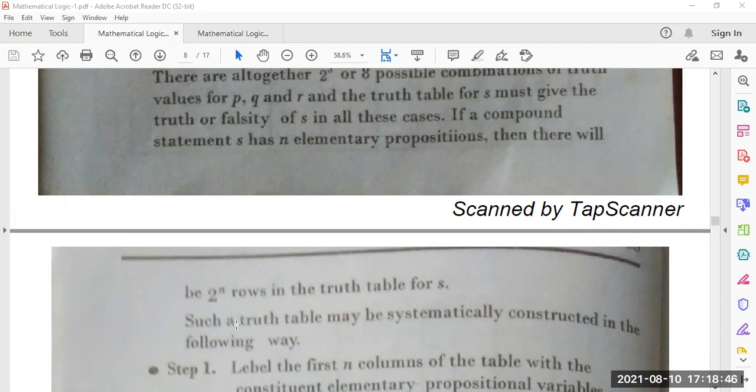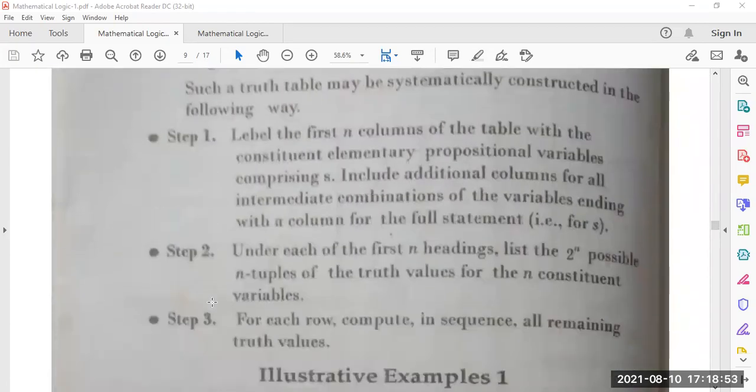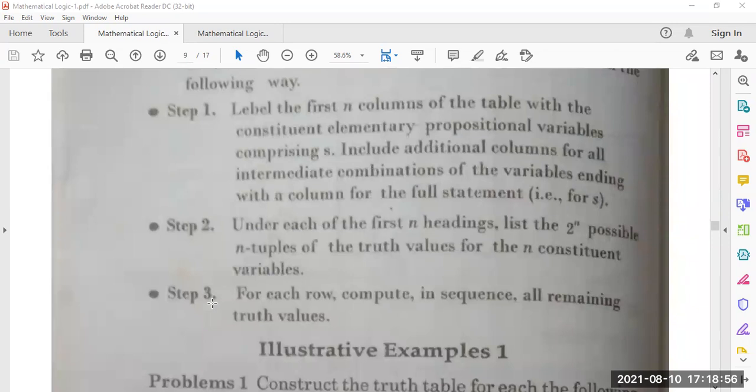Such a truth table may be systematically constructed in the following way. How can we make the truth table? Number one, label the first n columns of the table with the constituent elementary propositional variables. Include additional columns for all intermediate combinations of the variables, ending with a column for the full statement, that is S.